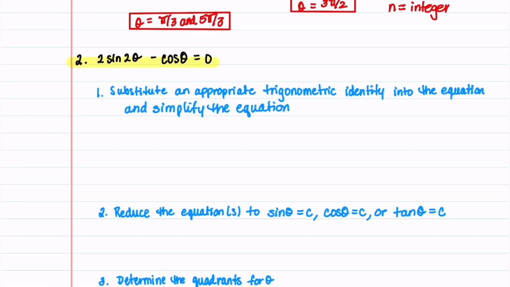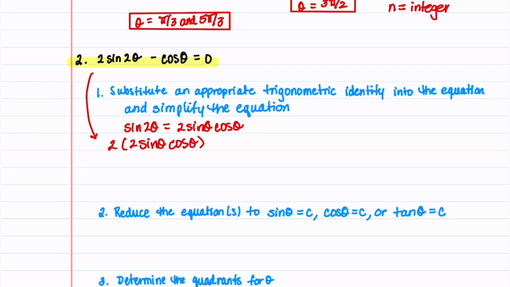Let's now look at our second equation. We notice that sine 2 theta is the more complicated term, so let's write down a trigonometric identity for sine 2 theta that has cosine in it. We can use sine 2 theta is equal to 2 sine theta cosine theta. Let's plug this in. That gives us 2 times the quantity 2 sine theta cosine theta minus cosine theta is equal to 0. Let's clean this up.